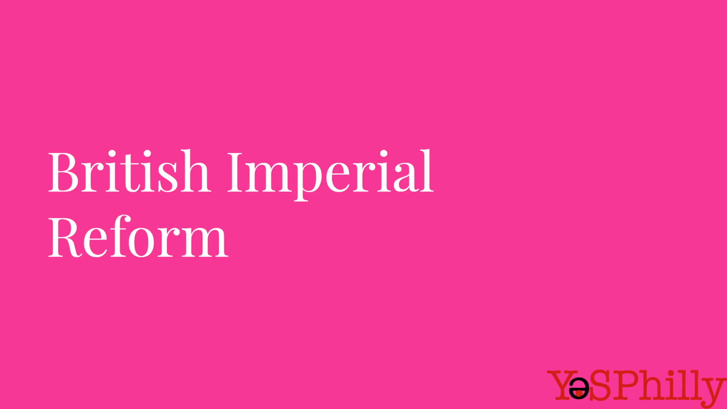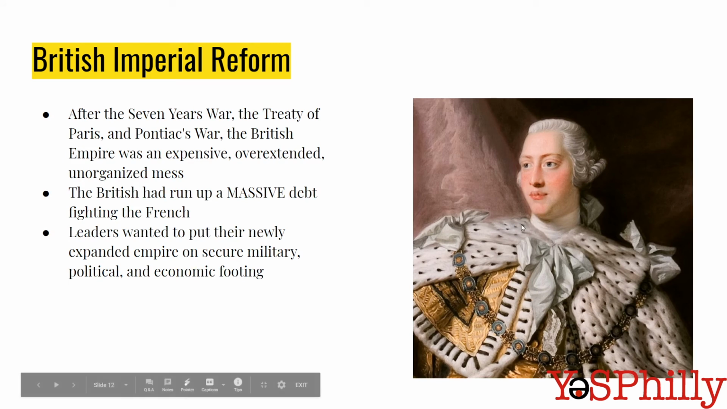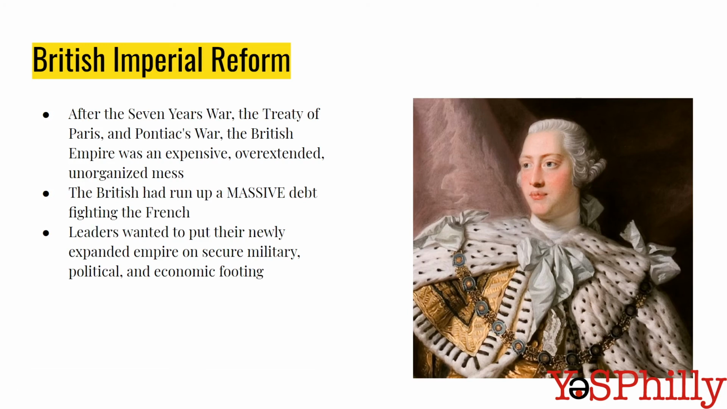That brings us to this fourth thing, and the final thing we're going to talk about in this video, which is British Imperial reform. So we got King George III right over here. All right, so after the Seven Years' War, the Treaty of Paris, Pontiac's War, the British Empire was an expensive, overextended, unorganized mess. The British had run up a massive debt fighting the French, and leaders wanted to put their newly expanded empire on secure military, political, and economic footing.